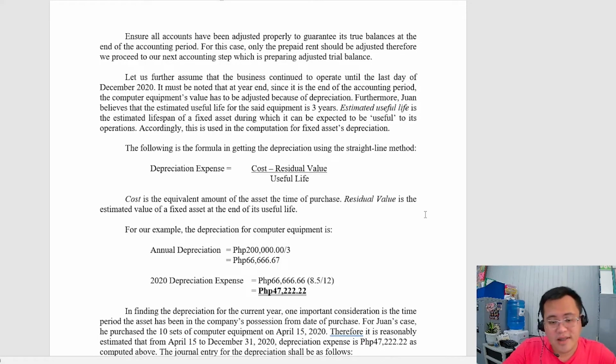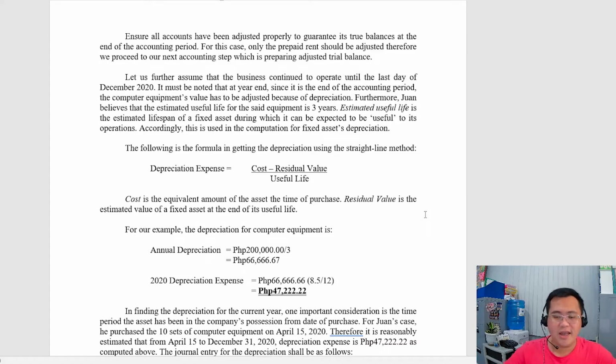Okay? Now, cost is the equivalent amount of the asset at the time of purchase. So, meaning to say, when you purchase a PPE and equipment, when you purchase it at 10,000, therefore that is considered as the cost. The residual value is the estimated value of a fixed asset at the end of its useful life. Meaning to say, again, to reiterate as discussed previously, when you estimate at the end of year 3, you believe that this computer equipment has a value of 3,000 pesos or 2,000 pesos, and that is your residual value. Accordingly, in the computation of depreciation expense, you have to deduct the residual value from the cost to be able to get the exact depreciation expense.